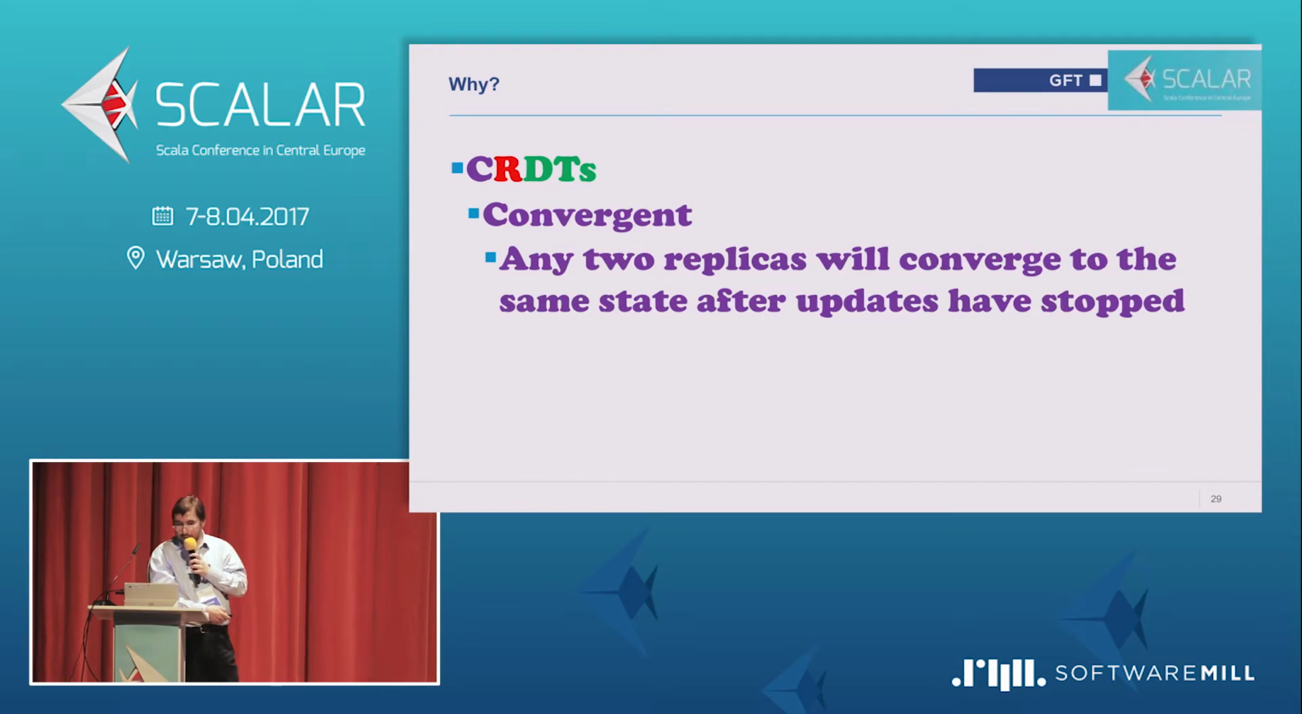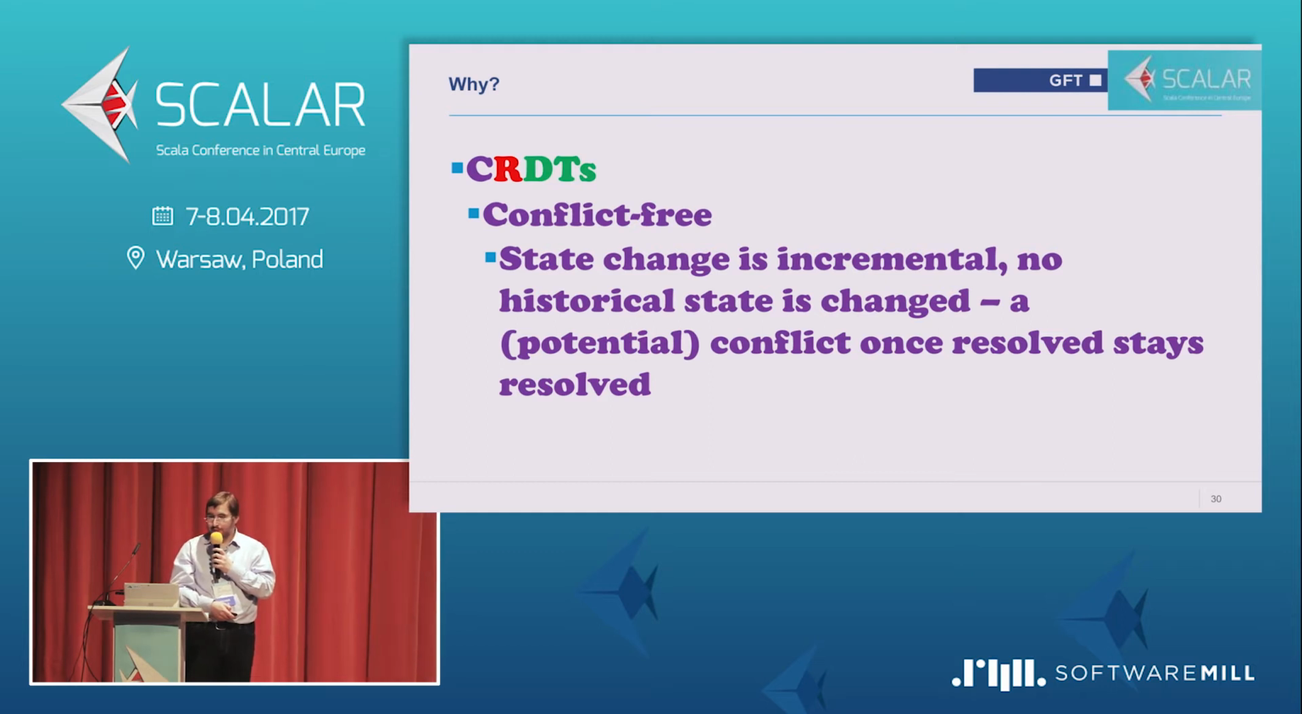Any two replicas must converge to the same state after updates have stopped, which is eventual consistency, but with a twist. And conflict-free means that state change is incremental. No historical state can be changed. So if you have ever resolved a conflict, it stays resolved forever, which is not the case with NoSQL solutions.